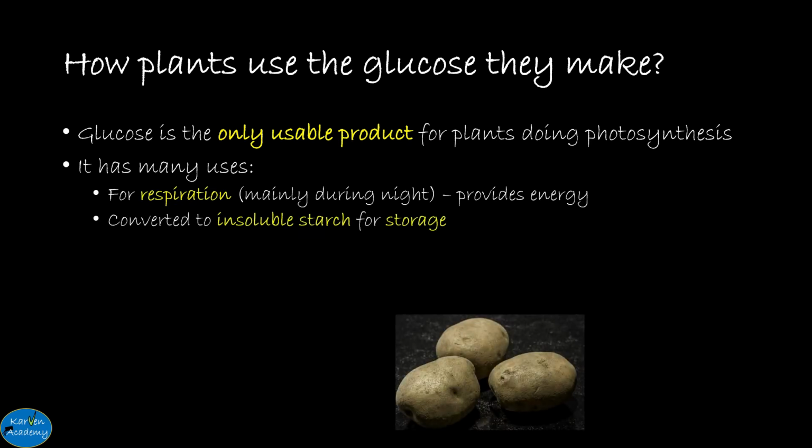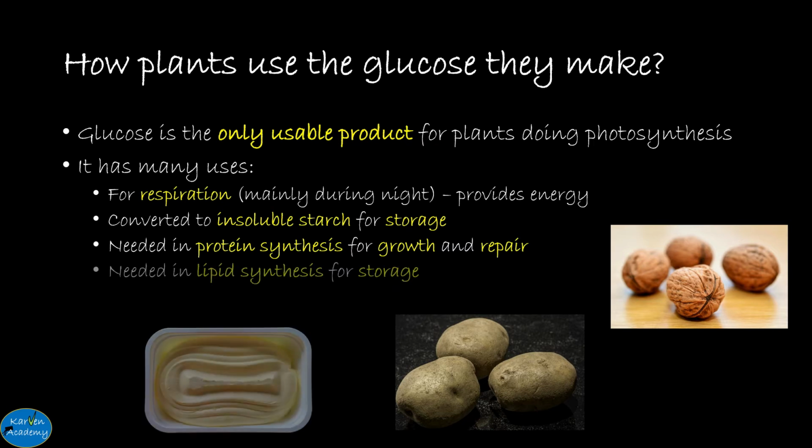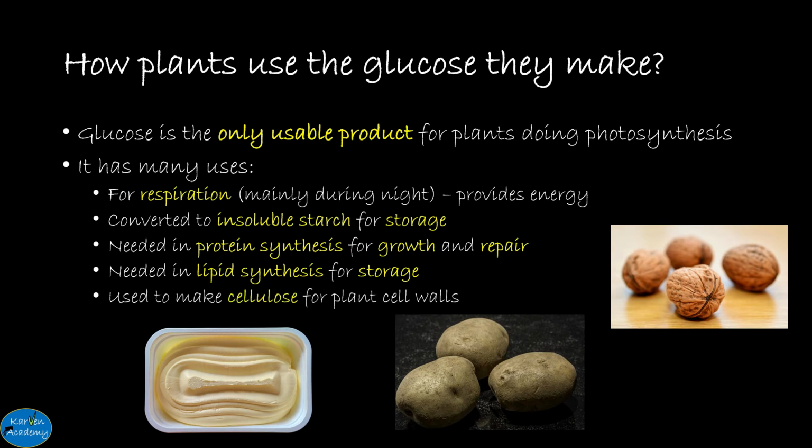It's used to convert into insoluble starch for storage, such as in potatoes. And it's needed in protein synthesis for growth and repair. So these sugars can mix with amino acids to create proteins. Glucose is also converted to lipids in different processes, and the lipids are used as storage molecules. And finally, glucose can be used to make the cellulose of plant cell walls, which prevents them from bursting.